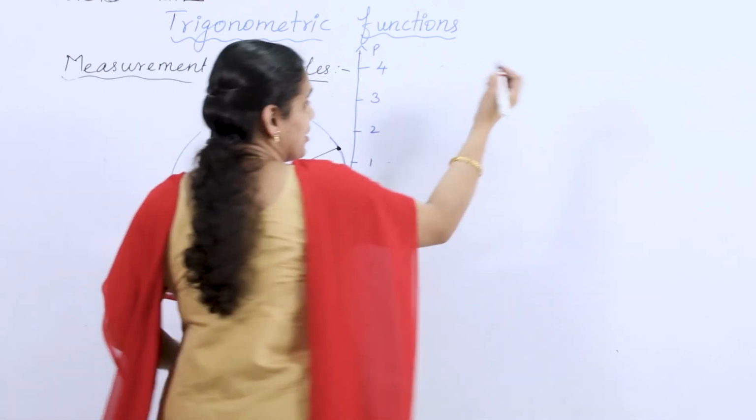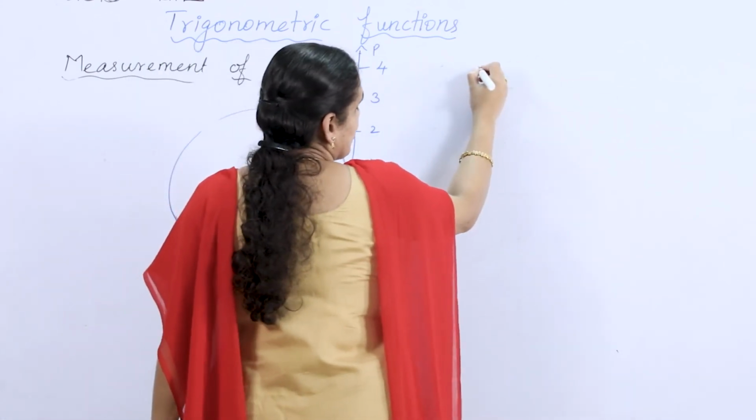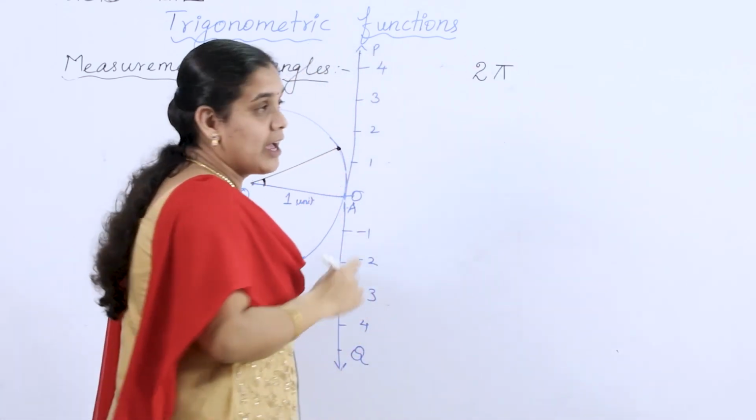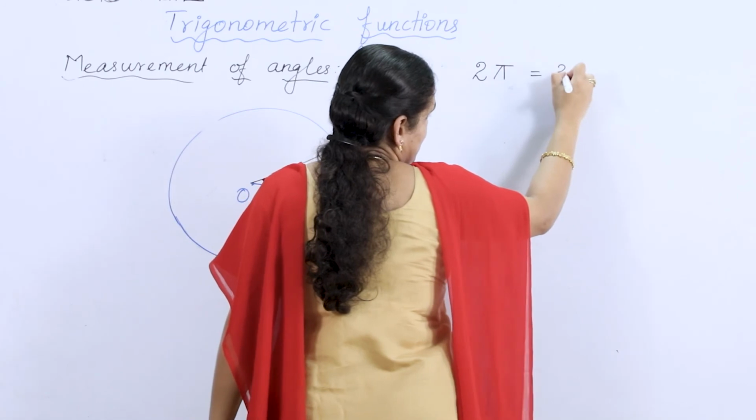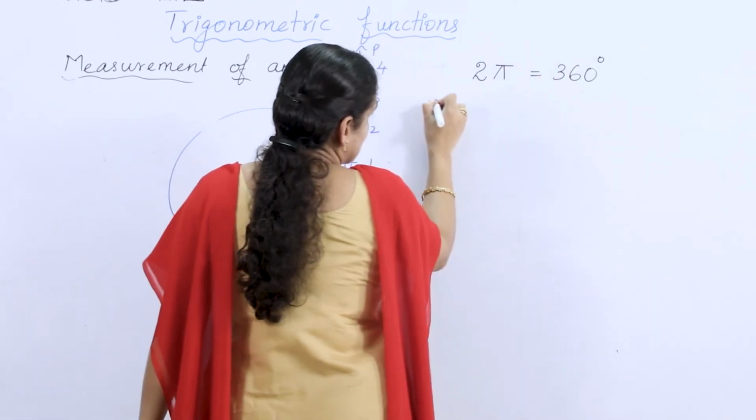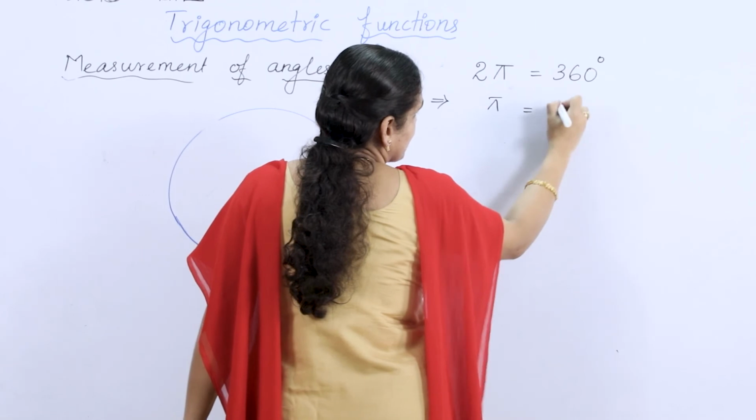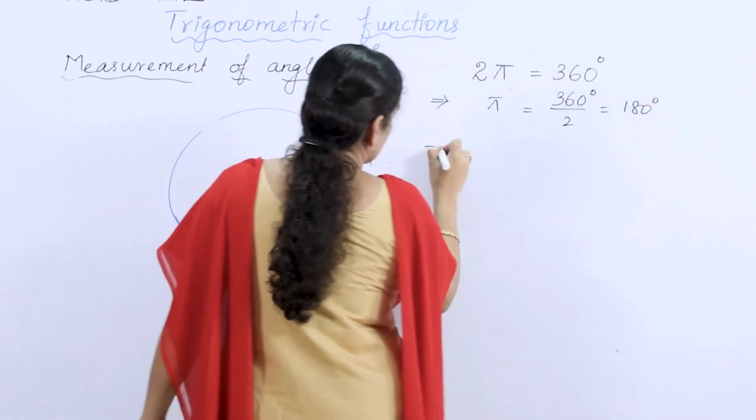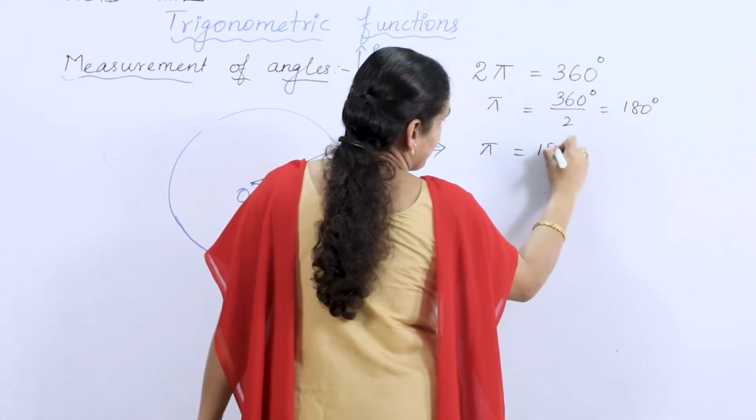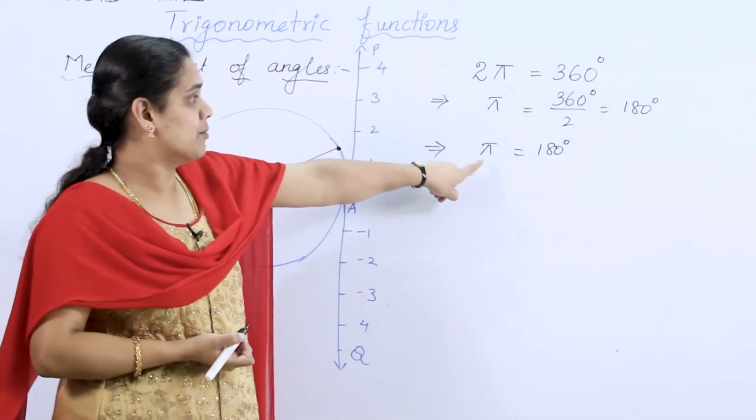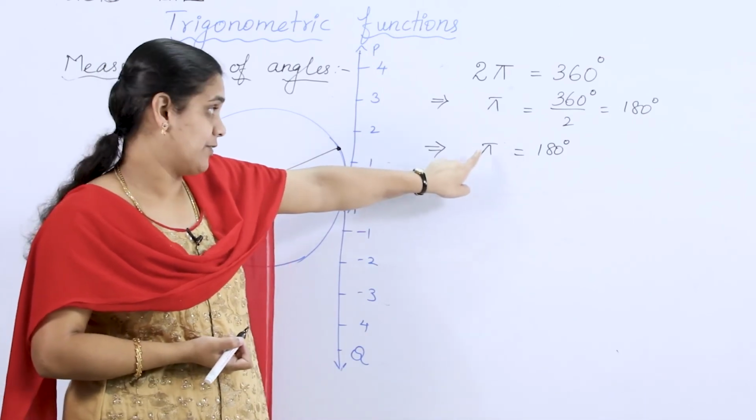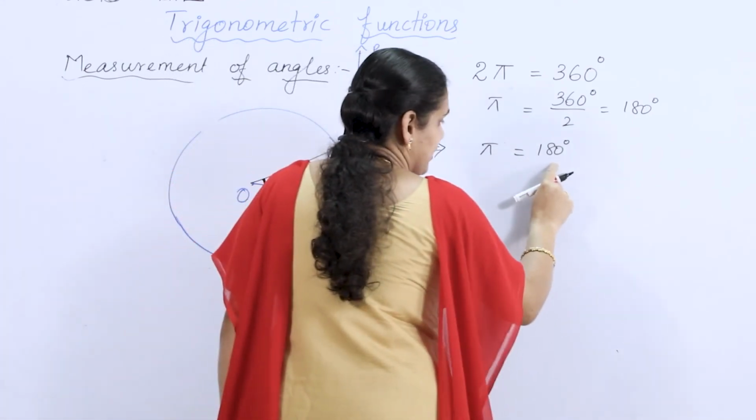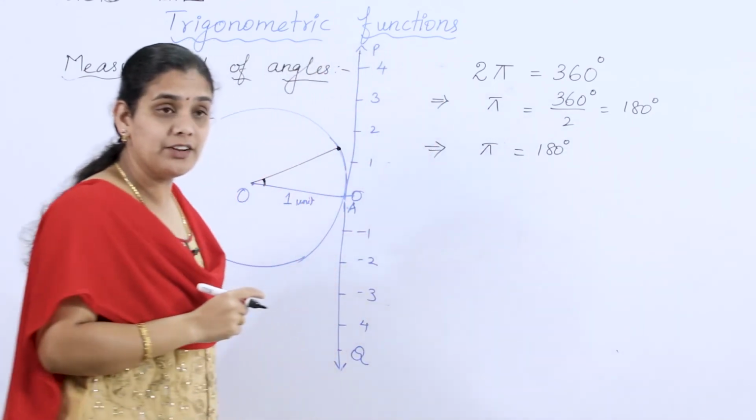Then the relation between the degree measure and the radian measure: we know that one complete revolution in radian measure is equal to 2 pi, and in degree measure it is equal to 360 degree. Therefore, these two are equal. Then pi is equal to 360 by 2, that is 180 degree. We know the real number value for pi, 22 by 7, which we use in mensuration, and we can use that also. So pi is equal to 180 degree. This is the relation between the degree measure and the radian measure.